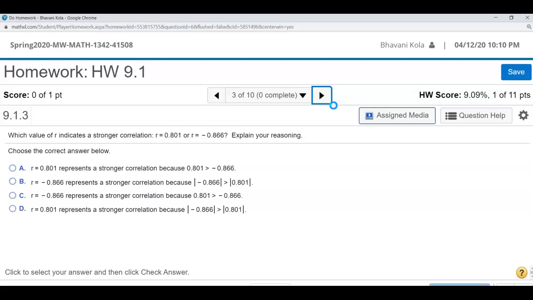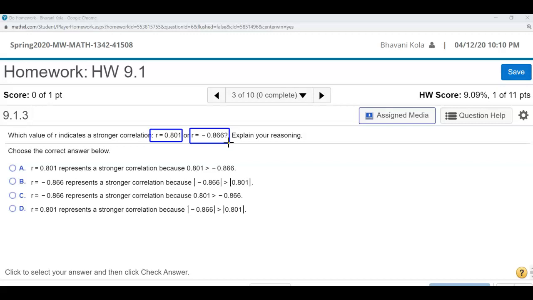Which values of r indicate a stronger correlation? What I have here are two values. One is r = 0.801. Remember what r stands for. r stands for the correlation coefficient of a sample. And this is another correlation coefficient. So they're asking which one is stronger?